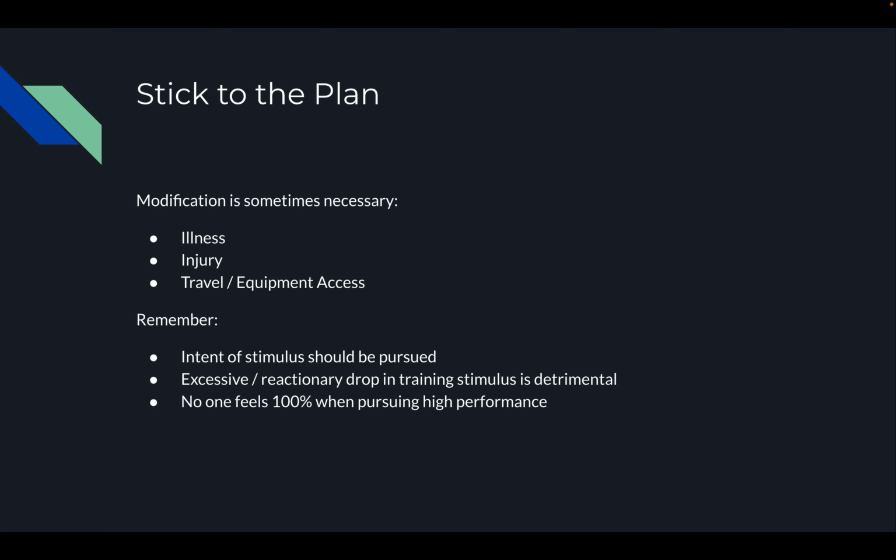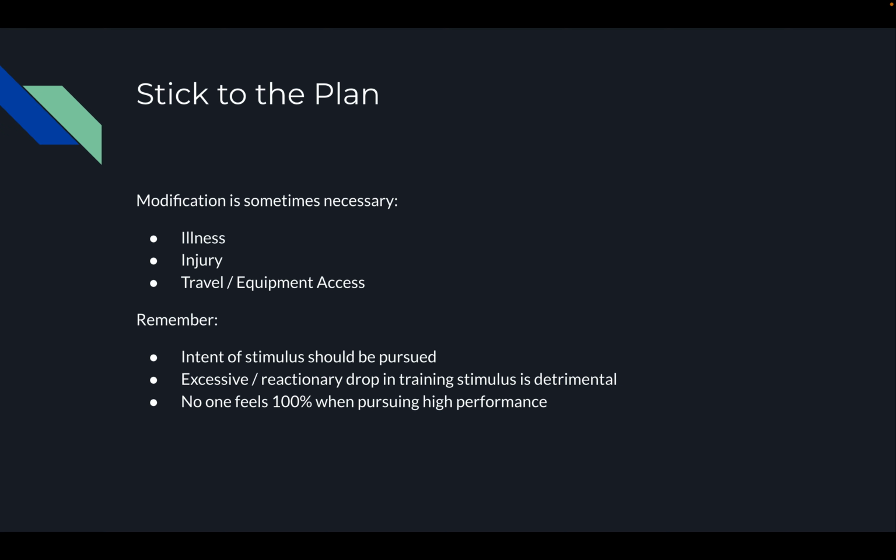So for example, if we have quad hypertrophy as a stimulus and somebody doesn't have a leg extension machine, perhaps they can sub with a banded leg extension or a sissy squat or even a quad fallout, depending on what they have access to and how strong they are relative to their body weight.